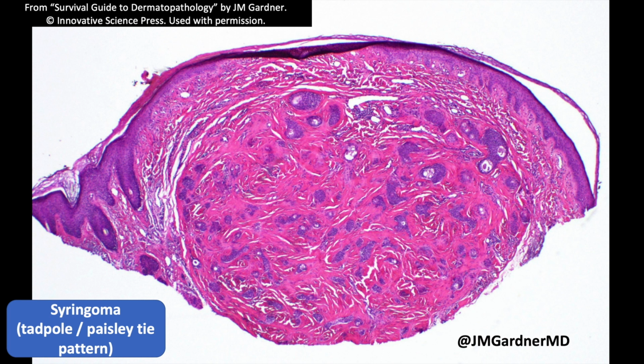All right, now here's a syringoma. Syringoma is that tadpole or paisley tie pattern that includes the four main entities that have that pattern: syringoma, desmoplastic trichoepithelioma, infiltrative or morpheaform basal cell carcinoma, and microcystic adnexal carcinoma. So syringomas tend to have these little islands that have ducts in them. The ducts are easy to see usually in syringoma. You can clearly see multiple ducts.